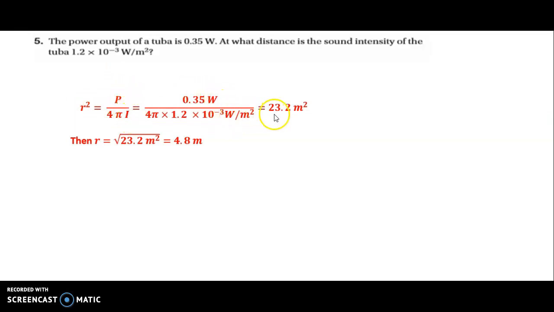Do the substitutions, and you get r squared is 23.2 meters squared. But we're looking for the distance r, so we have to take the square root of the obtained value, for both the value and the unit. So radical 23.2 meters squared is 4.8 meter.